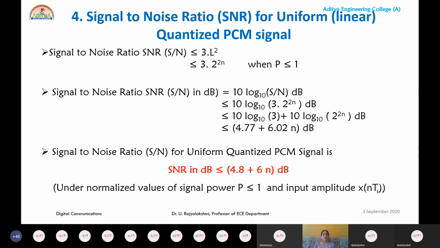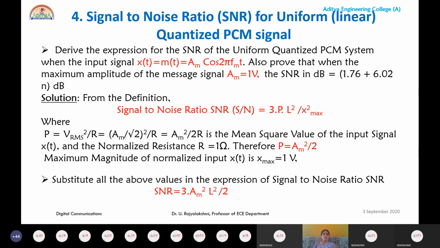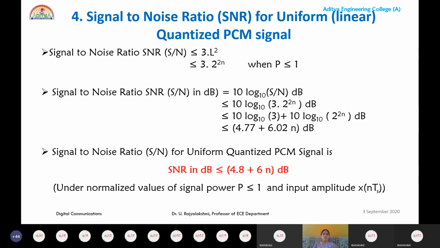What is the general expression for SNR in dB? 10 log the SNR general value. But what is the general value of SNR for normalized signal power? It is less than or equal to 3 into 2 power 2n. So it is less than or equal to 10 into log 10 of 3 into 2 power 2n.